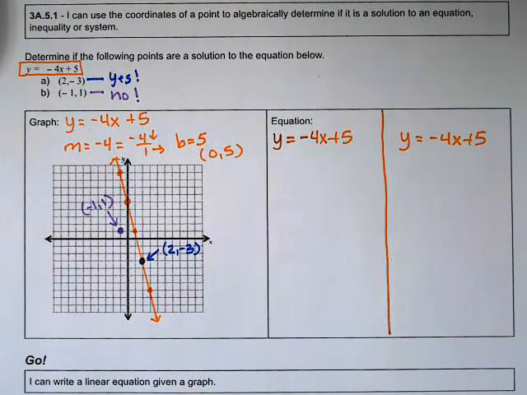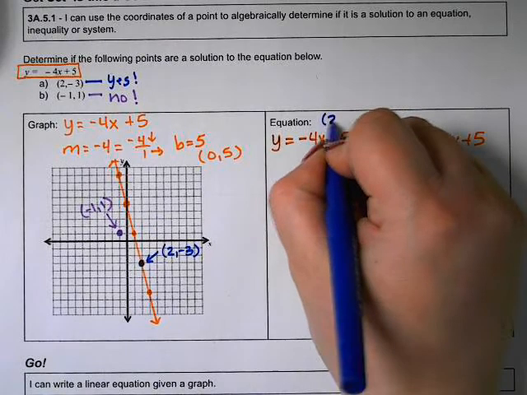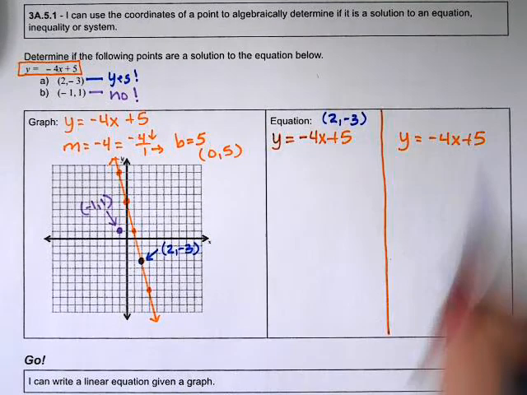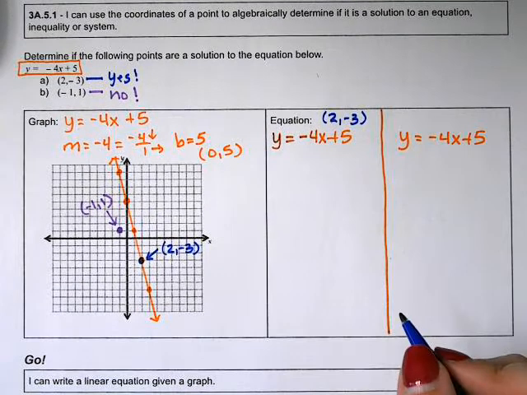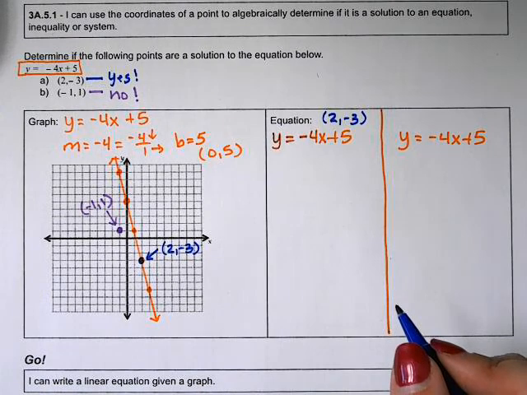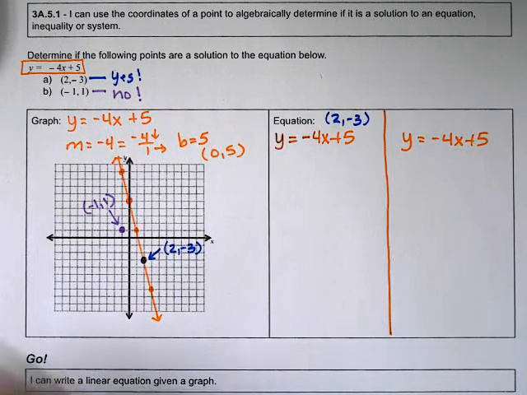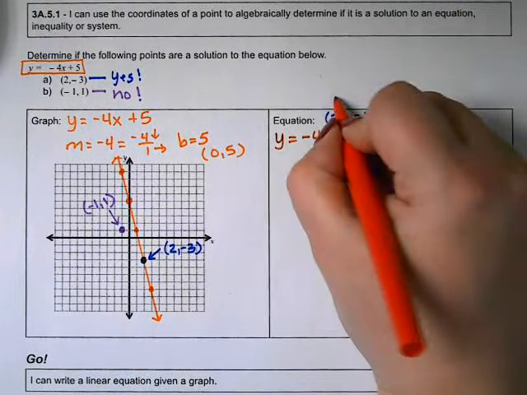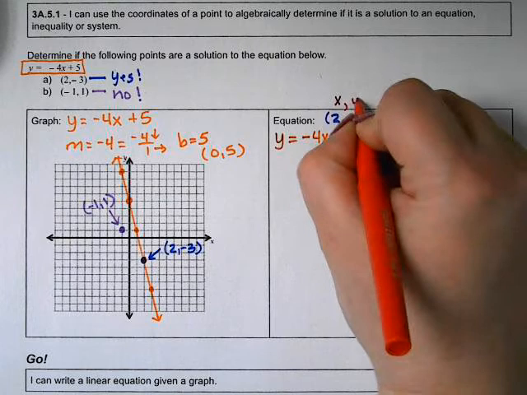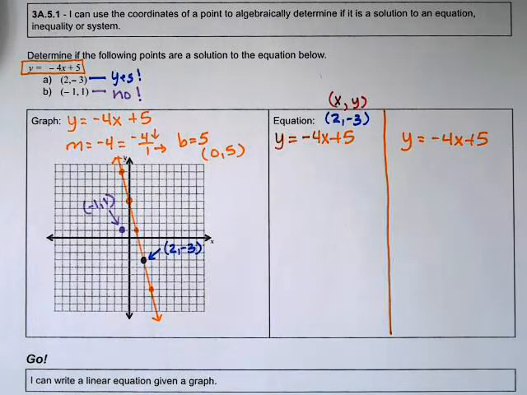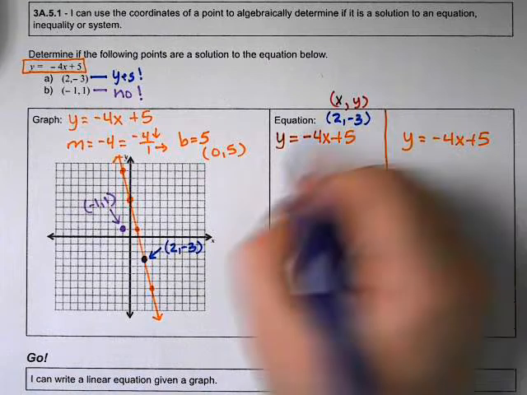So the first point that I want to check was the point A, which was the point 2, -3. So if I want to check and see if that's actually a solution to my equation, then the other thing I have to remember is if I have an equation and I have a solution, then it makes the equation true. So in other words, I'm going to take this point, which is x, y, and I'm going to plug it into my equation. So my y value is -3.